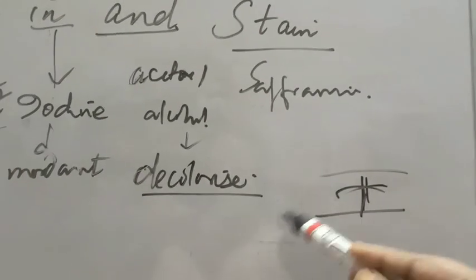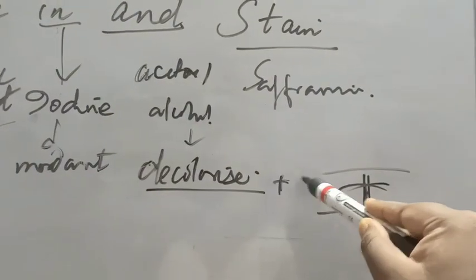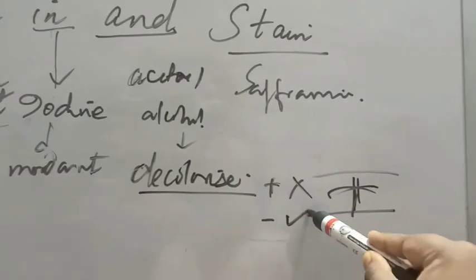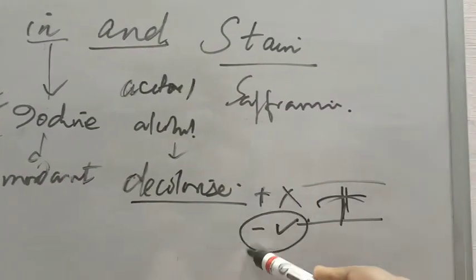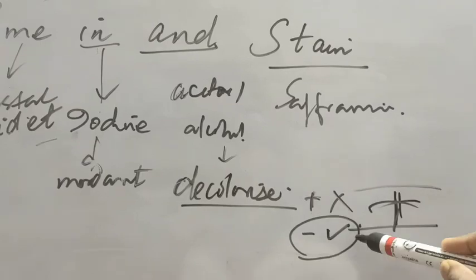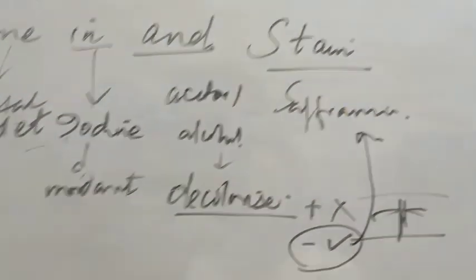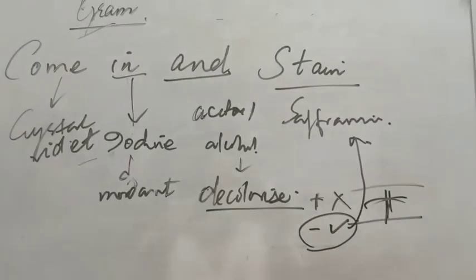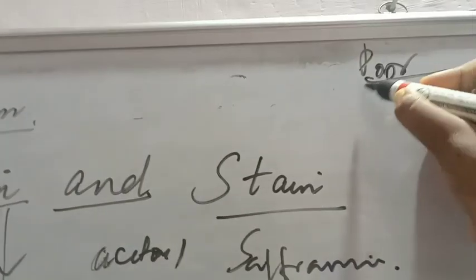So decolorize: if it's gram positive, then it will not get decolorized. If it is gram negative, then it will get decolorized. And if it gets decolorized, now it does not have any color. Now it will happily take up this pink color, that is safranin. Okay, so come in and stain. Poor gram stain, they do not take up gram staining.